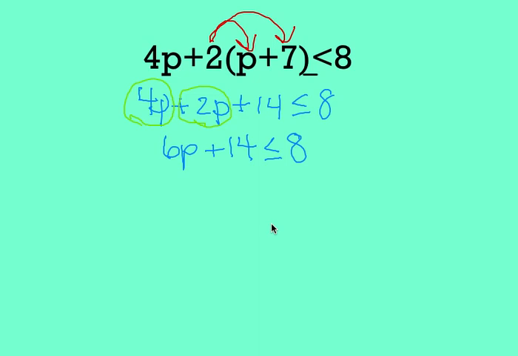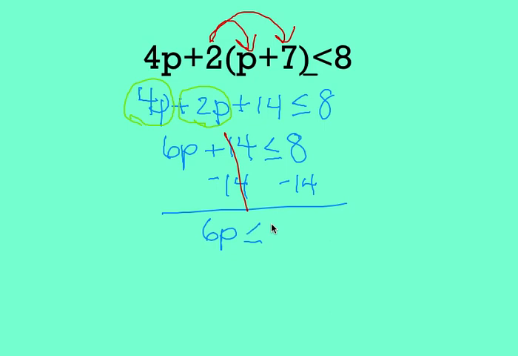And now this is going to solve just like you solved yesterday and solved back in chapter 2. So I'm going to remove the 14 first because it's held on by addition. So subtract 14 from both sides. These will cancel, meaning that I have 6p is less than or equal to negative 6.